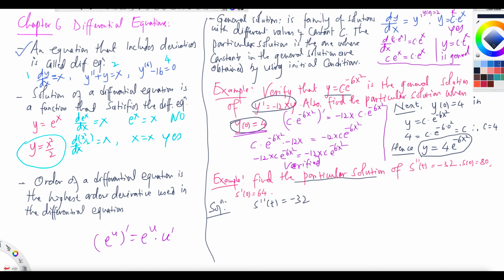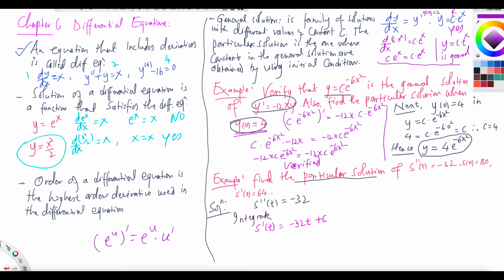So how do I do that? Let us first integrate. If you integrate, what do you get? S prime of t. That's the first integral. If you integrate one time, one of the derivatives will cancel out, right? Equals, what is the integral of negative 32? It will be negative 32t plus a constant c.